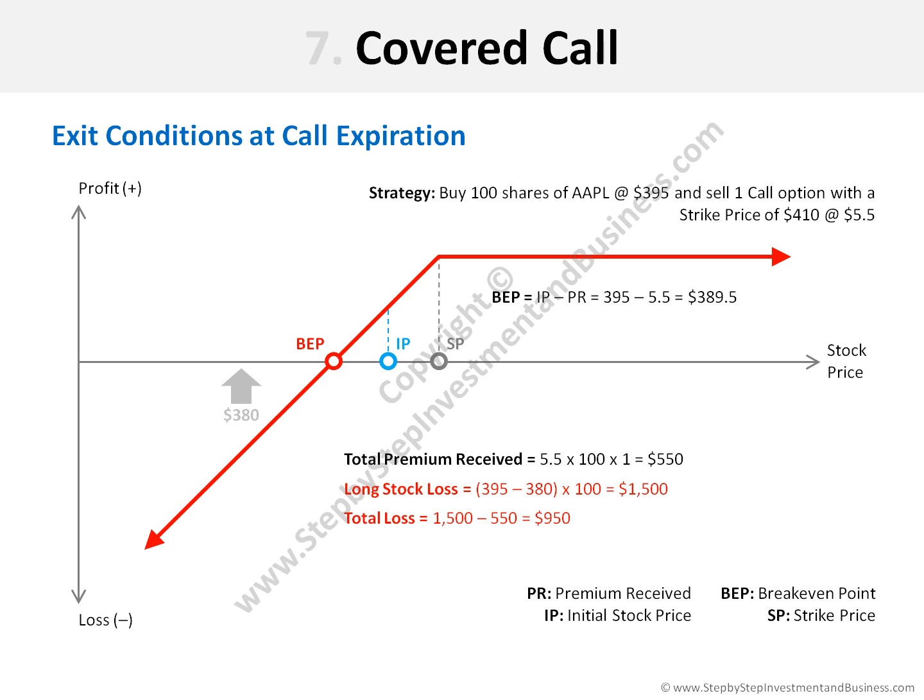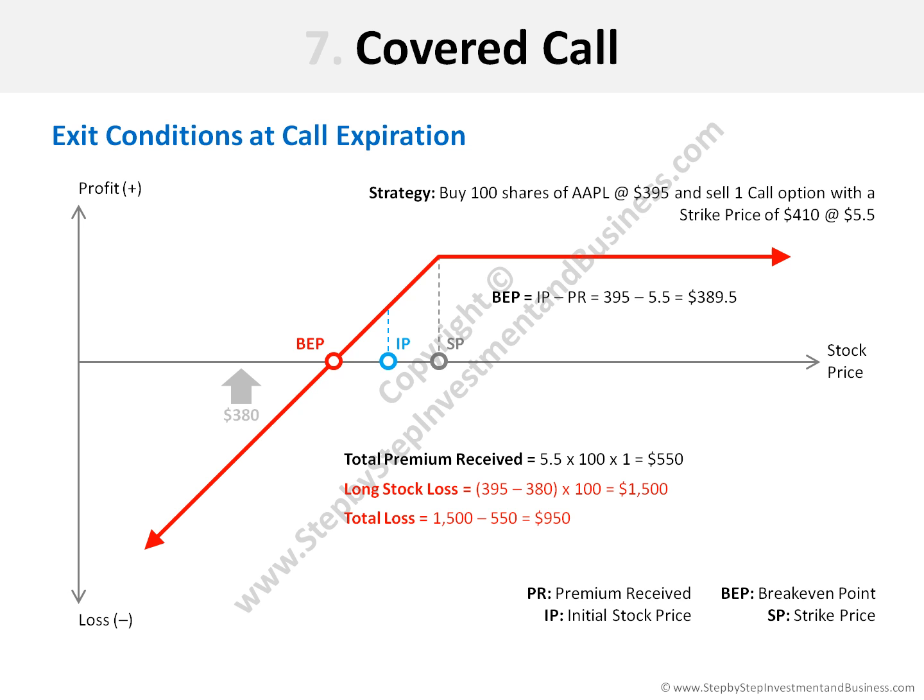Now let's suppose that at call expiration the stock price is $380, that is, lower than the break-even point. In that case, the premium received for selling the call is equal to 5.5 multiplied by 100, which is the price of a single contract, multiplied by 1, which is the number of contracts sold. That is a total of $550.